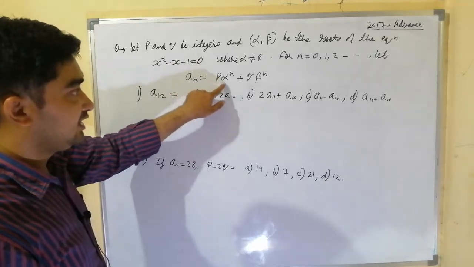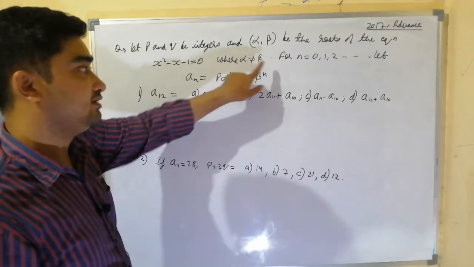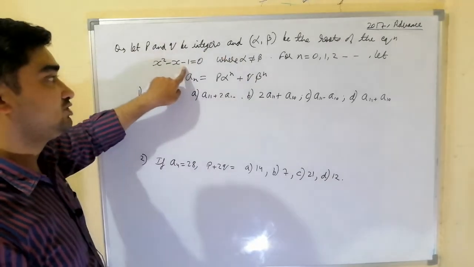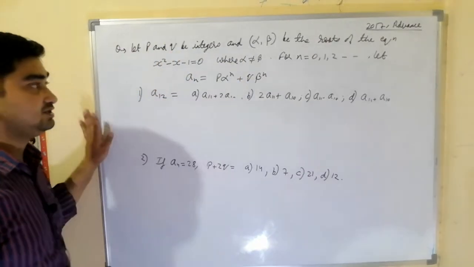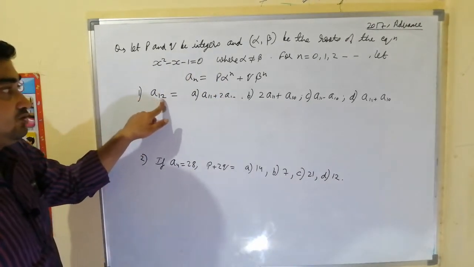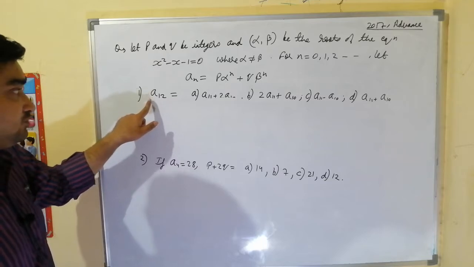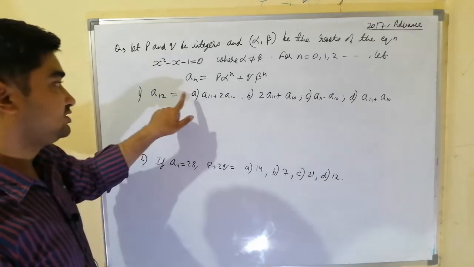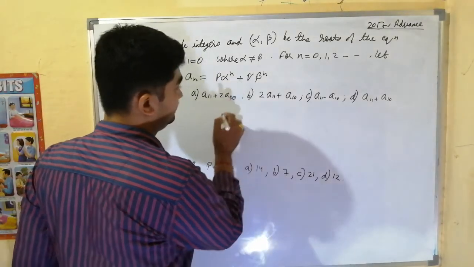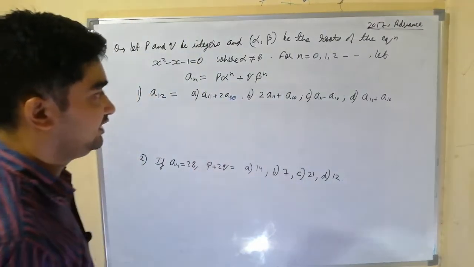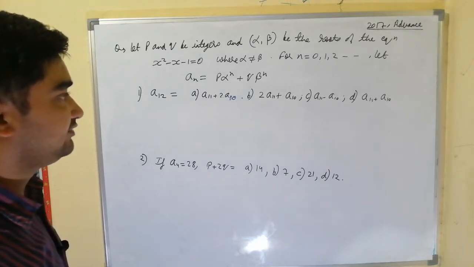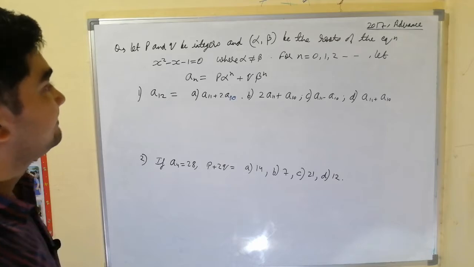An is defined as p alpha power n plus q beta power n. N is some whole number, alpha and beta are the roots of the quadratic equation and p and q are some integers. It is given and an is defined like this. Then we have to find what is a12. Four options are given: a11 plus twice of a10, or twice of a11 plus a10, or a11 minus a10, or a11 plus a10.